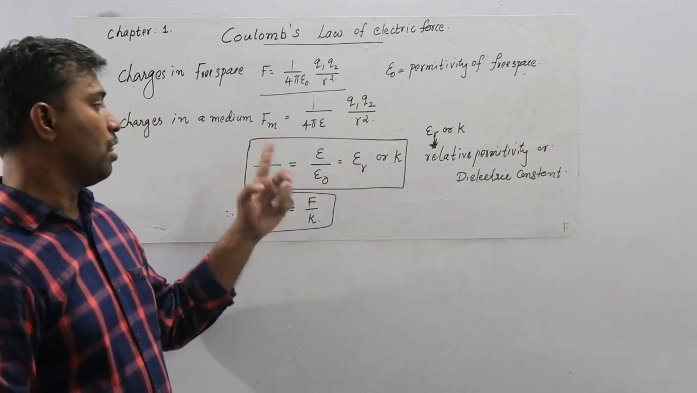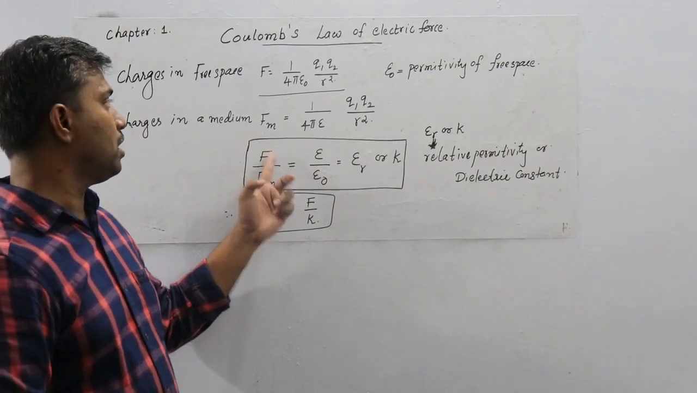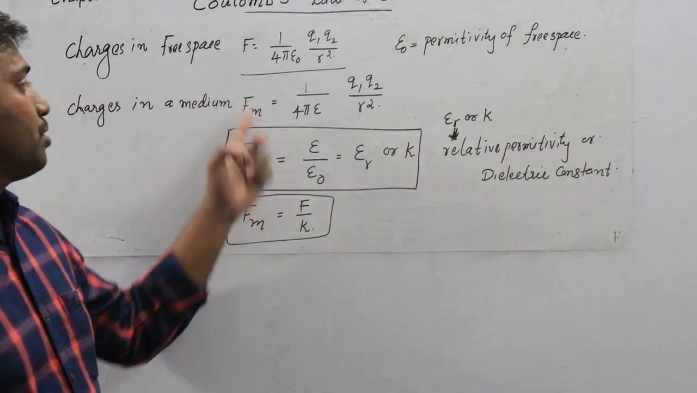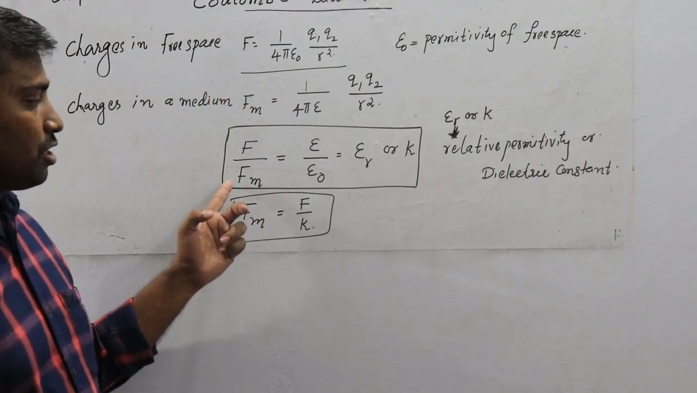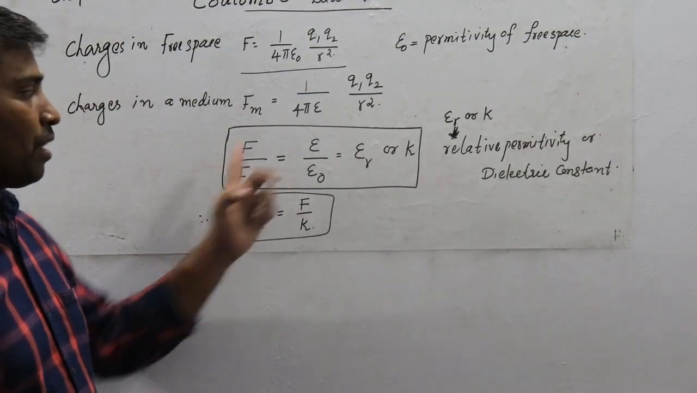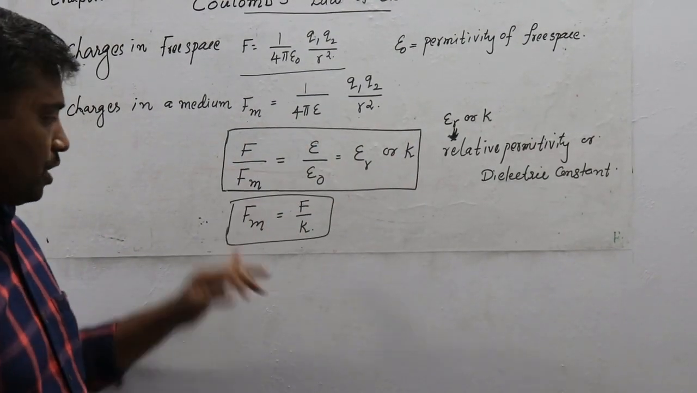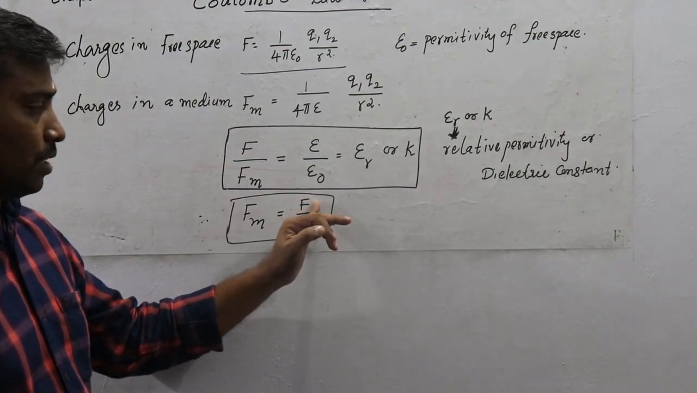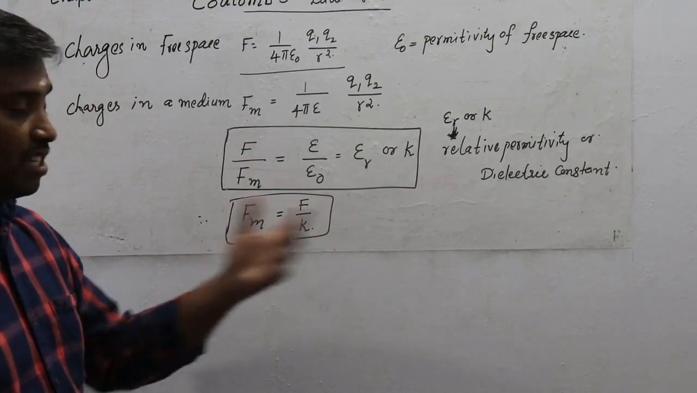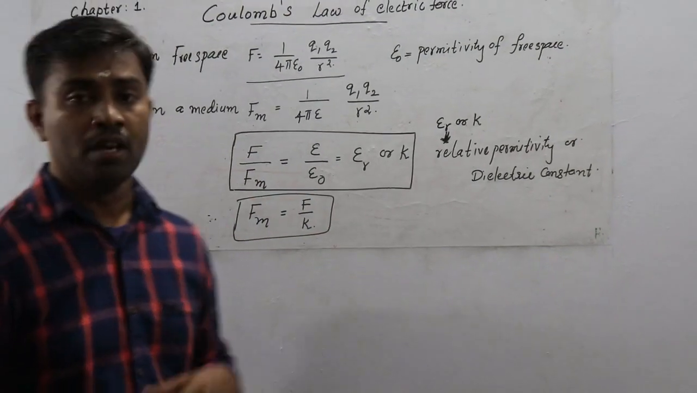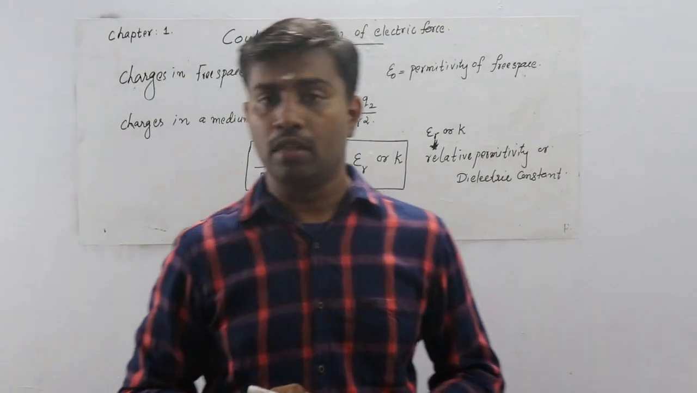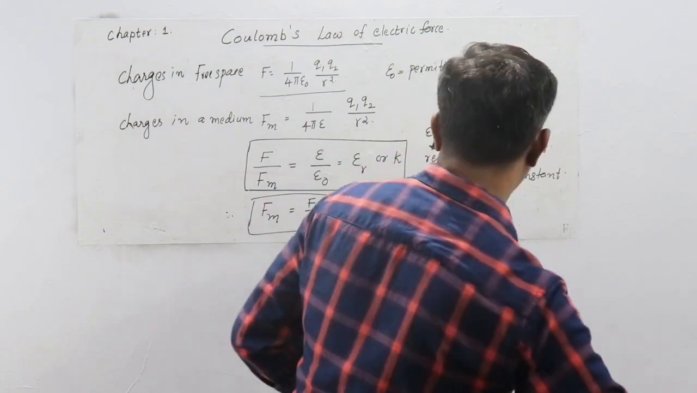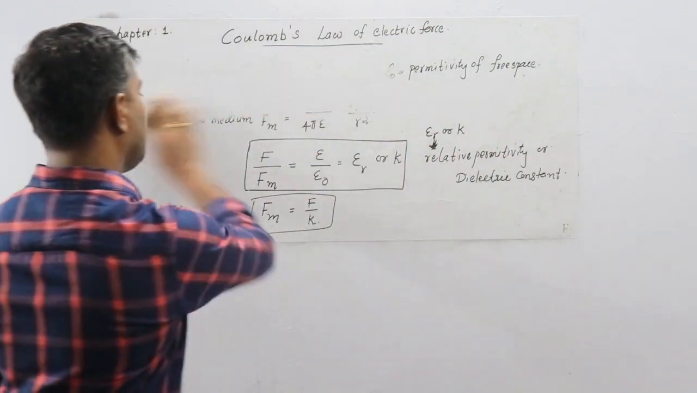Otherwise, the ratio of the force of interaction between charges in free space to the force of interaction between the charges in a medium is also called the dielectric constant. So from this we can write Fm is equal to F by K. Here F is the force of interaction between charges in free space and K is the dielectric constant. Next we are going to discuss the vector form of Coulomb's law.